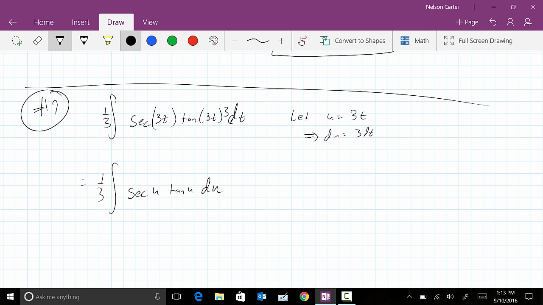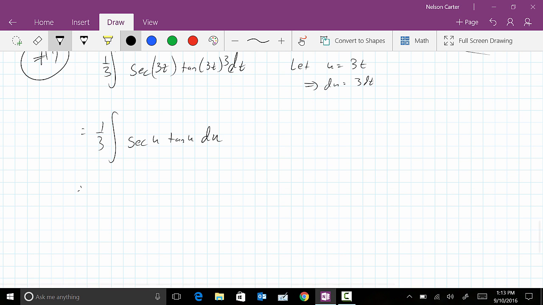du. All I was going to say here is that sometimes this messes people up because they see the product of two functions and they get kind of confused. Just remember that the derivative of the secant is the secant times the tangent. So that means the antiderivative of the secant times the tangent is just going to be the secant. So this is equal to 1/3 times the secant of u plus constant, and we're done.